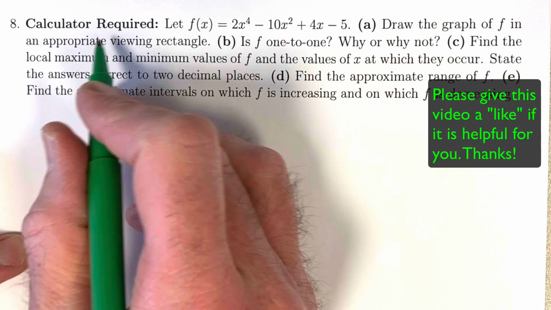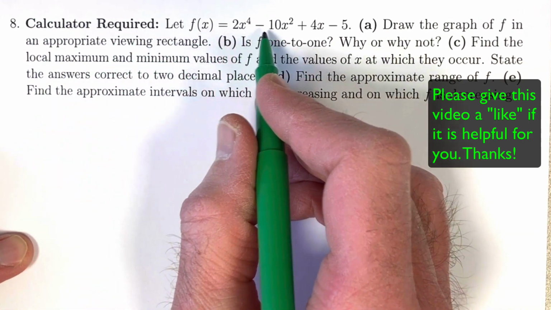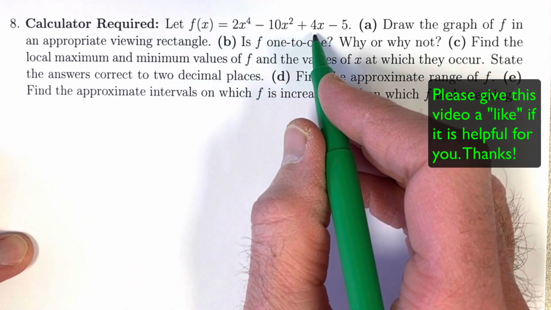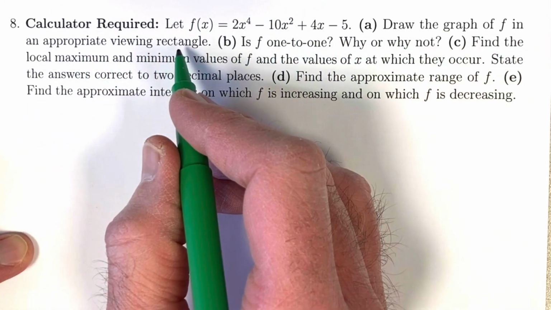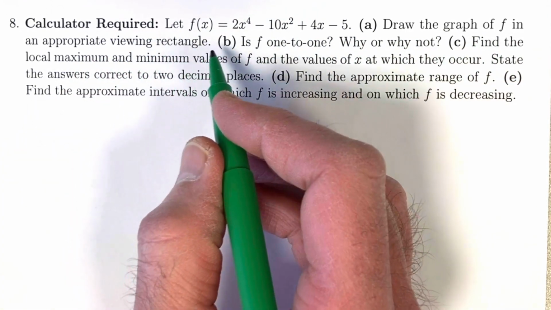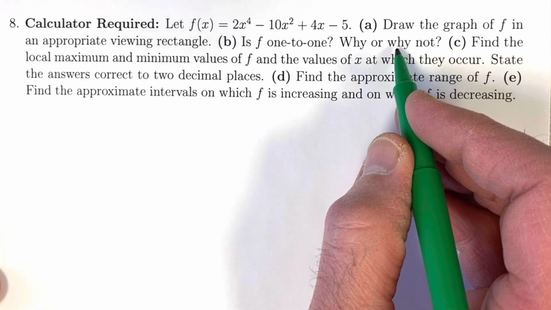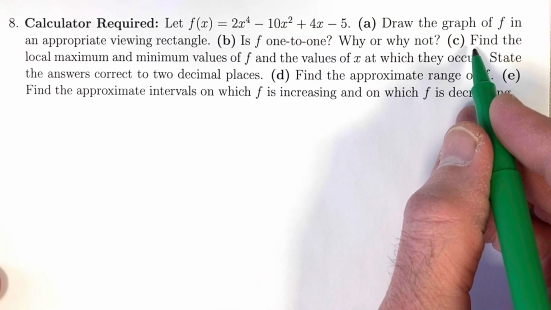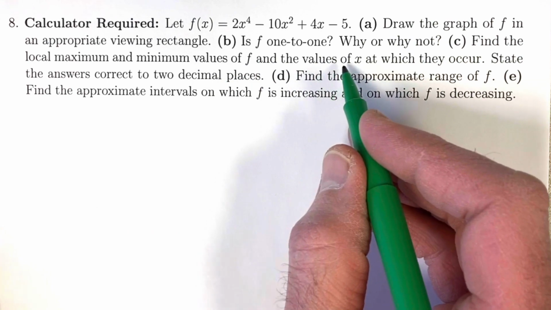And it's a calculator required problem. Let f of x be this quartic function, fourth degree polynomial. 2x to the fourth minus 10x squared plus 4x minus 5. Part A, draw the graph of f in an appropriate viewing rectangle. Yeah, we'll want to use our calculator. Part B, is f 1 to 1, why or why not? Actually, you should be able to answer that really quickly based on the fact that this is an even degree polynomial. Part C, find the local maximum and minimum values of f and the values of x where they occur.